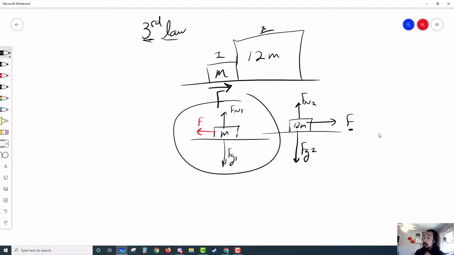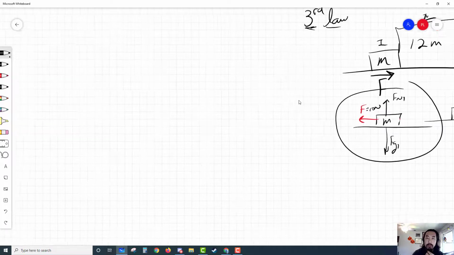Another way that they might trick you is they could say that this is 12F because this has 12 times the mass. But remember, it is equal, equal in magnitude. So in terms of numbers, let's say F was 10 newtons. This one would also be 10 newtons instead of 120 newtons. All right, so we can actually take this a step further.